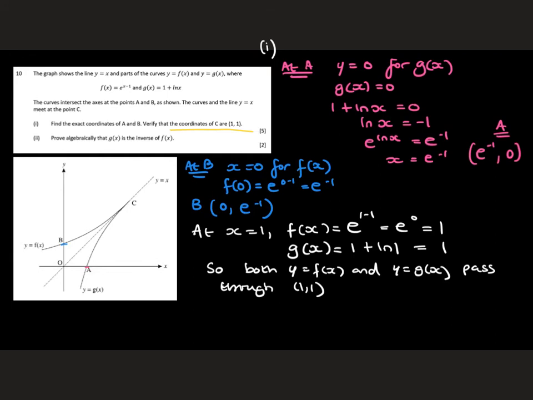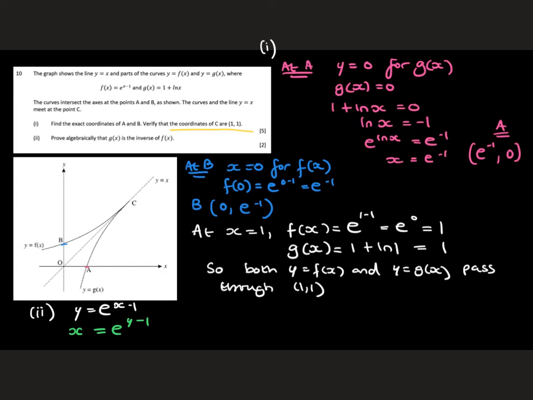Now, the last part of this, prove algebraically that g of x is the inverse of f of x. So let's start with y equals f of x. That's y equals e to the x minus 1. Now, I'm going to find the inverse function here, so let's rearrange. So x equals e to the y minus 1, swapping x and y. Now let's change the subject to the format y equals.